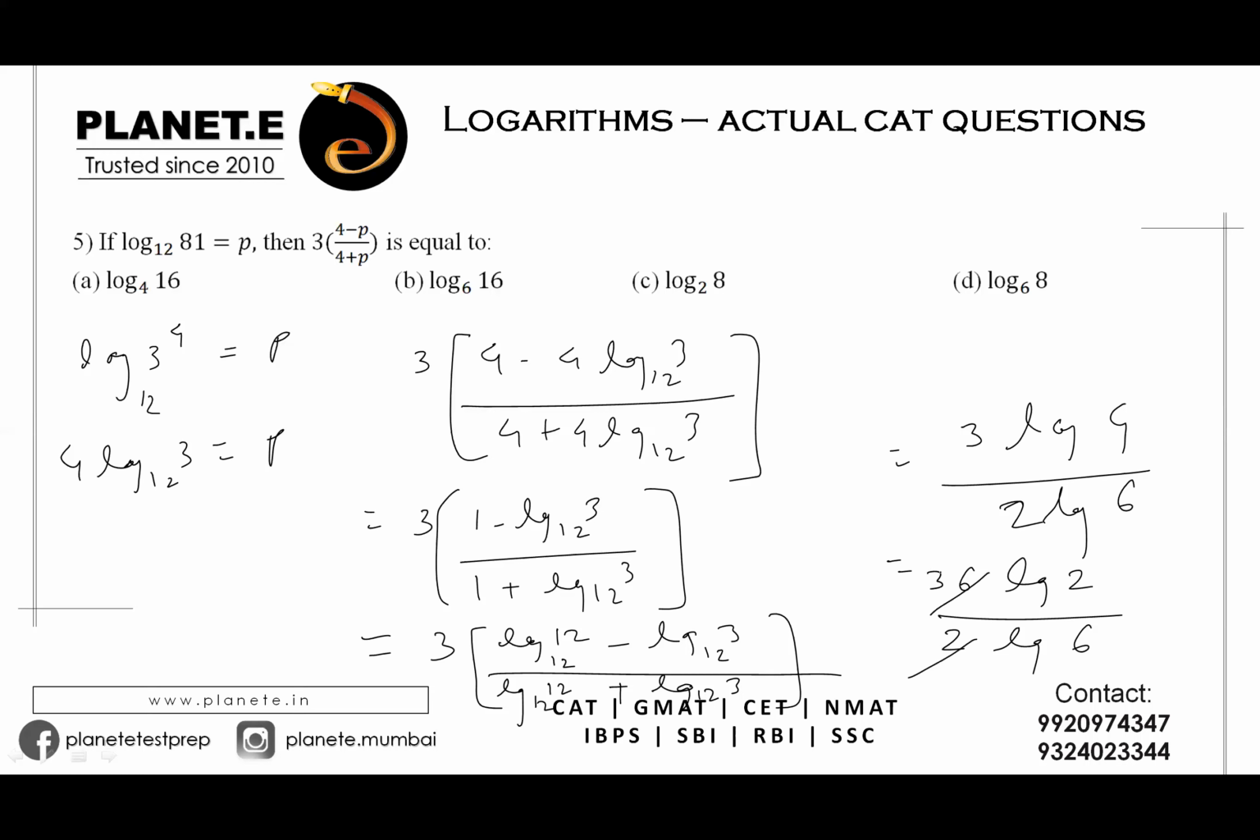So this will give us 3, right? So I am left with 3 log 2, which I can write as log 8 to the base 6, which is nothing but my option number 4. So this was plain simplification, nothing more than that, right? So please go through this question once again if need be, and then you can come to the next question.